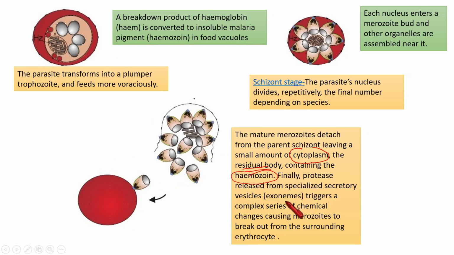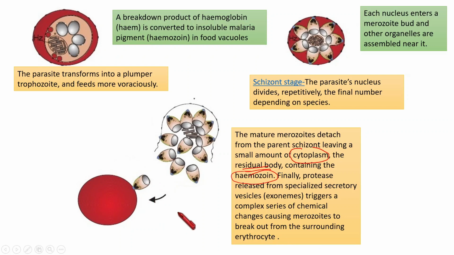Finally, from the exoneme, it is also called dense granules. Dense granules are filled with secretions, so many enzymes and protease substances. As it releases its contents, it contains so many proteases. With the help of these proteases, a series of chemical changes happens, and as a result it breaks the merozoite, breaks the erythrocyte and is released to the outside, and now it is ready to infect another erythrocyte.